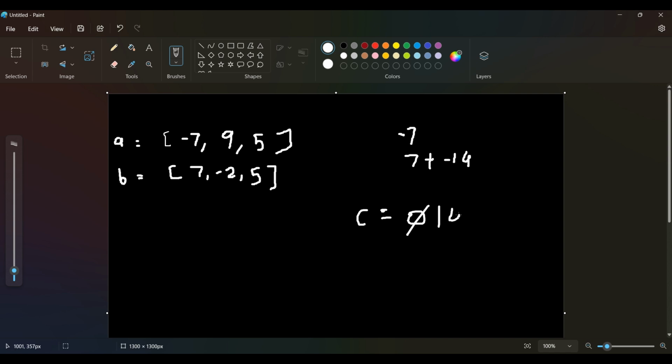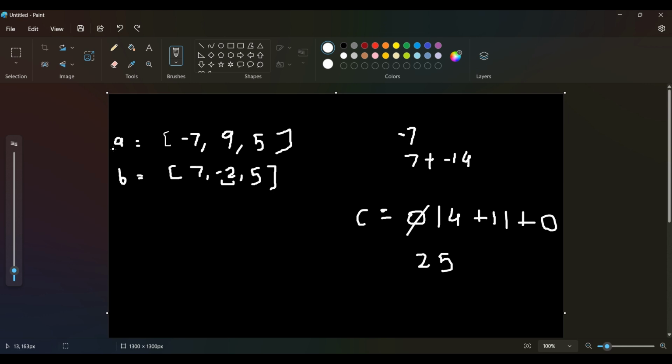Now similarly, if I perform operation 2 on this one, that is minus 2 and 9, what will it be? It will be 11. So 14 plus 11. And similarly, if I perform operation 2 on 5 and 5, it will be 0. So what is the total cost? It is 25.